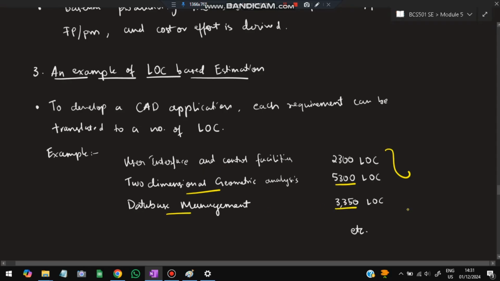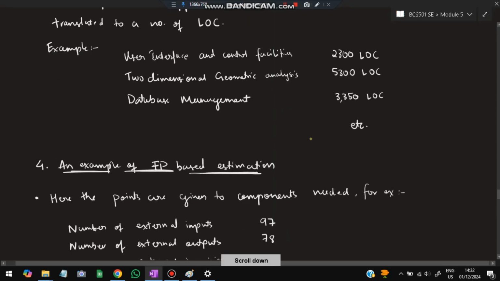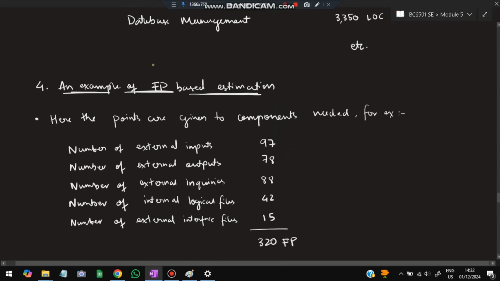Based on the lines of code, we can estimate how big the project is and whether the project's quality is good or not. Three features are present here and this many lines of code. The average will be calculated and compared with the quality standard, to see whether the lines of code are more or less given the features. Okay, that is LOC.